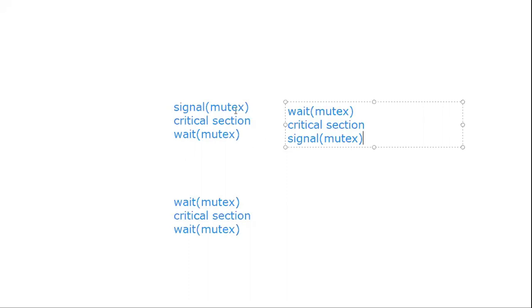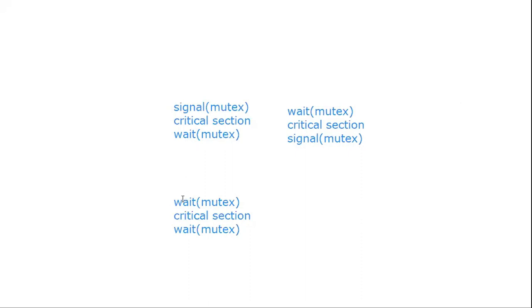what will happen here? All processes will perform the signal operation, so all processes execute simultaneously in the critical section. That is the main problem with this statement, and it is one of the problems in semaphores.